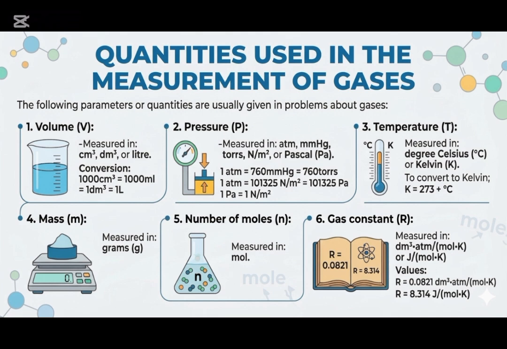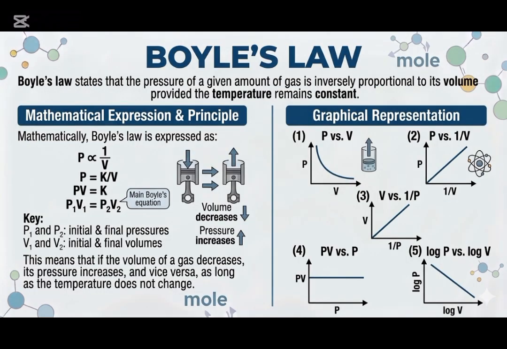Number 4 is mass. Mass is measured in gram. Number 5 is number of mole and measured in mole. And number 6 is gas constant, capital letter R, measured in dm cube multiplied by atm per mole multiplied by Kelvin. And R is equal to 0.0821 decimeter cube multiplied by atm per mole Kelvin. Or R is equal to 8.314 joule per mole Kelvin. Now let's take them one by one.